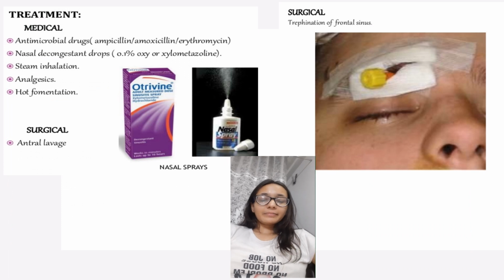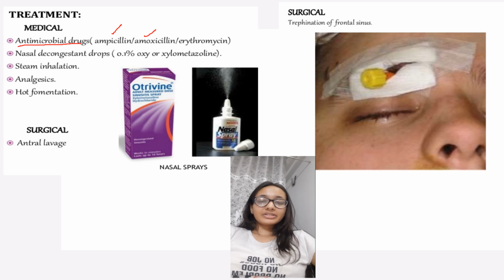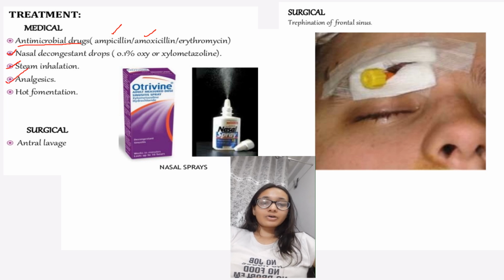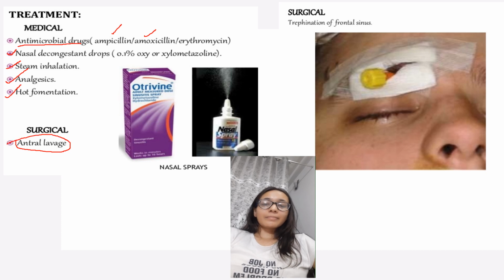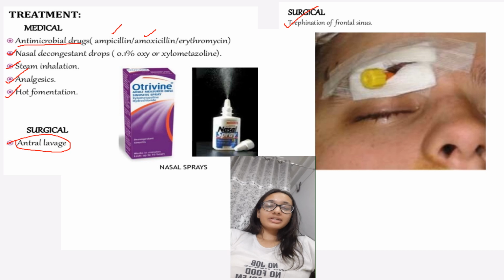Let's start with the medical management of these sinusitis. The first thing we will give are antimicrobial drugs like amoxicillin, ampicillin. Then we will go for nasal decongestant drops or a steam inhalation if we want instant relief. An analgesic or a hot steam formulation will be very useful. But these two sinusitis have different surgical treatments. For maxillary sinusitis, we go for antral lavage, whereas for frontal sinusitis, we go for trephination, as you can see in this picture.